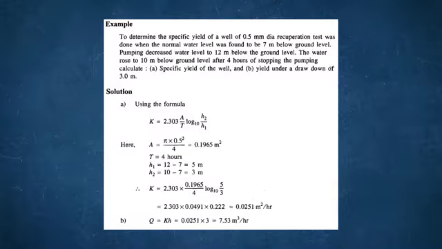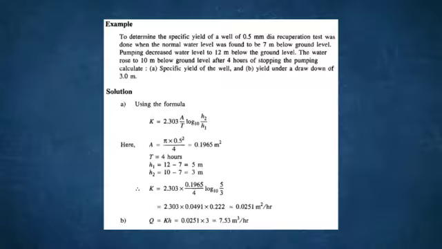Here is another example. To determine the specific yield of a well of 0.5 m diameter, a recuperation test was done when the normal water level was found to be 7 meter below ground level. Pumping decreased the water level to 12 meter below the ground level. The water rose to 10 meter below ground level after 4 hours of stopping the pumping. So calculate the specific yield of the well and the yield under a drawdown of 3 meter.